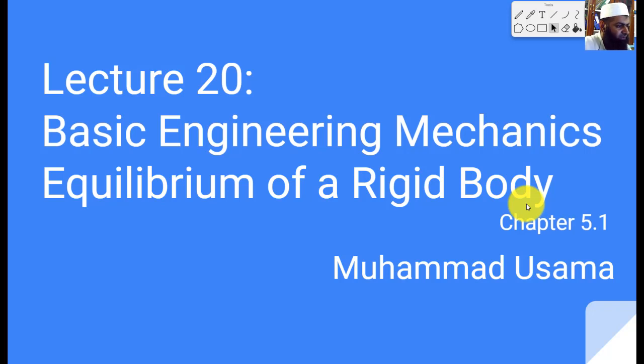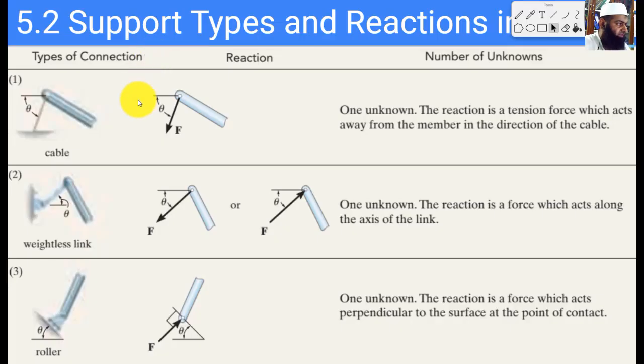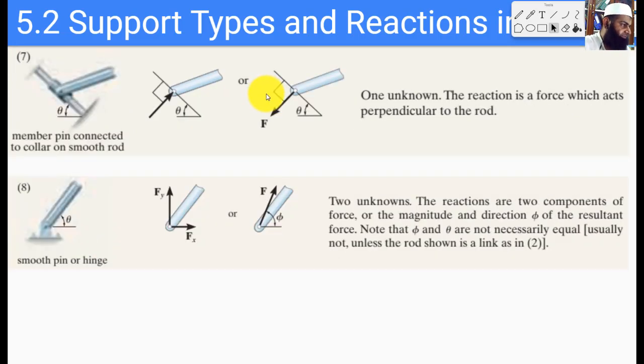In this lecture we will continue our discussion about equilibrium for a rigid body, and we will discuss how we draw the free body diagrams and represent the support reactions in coplanar or two-dimensional systems. As we discussed earlier, anytime we have a support, we have to replace that support by a reactive force, and depending on the support, the reactive force could consist of 1, 2 or 3 unknowns, which we discussed last time.